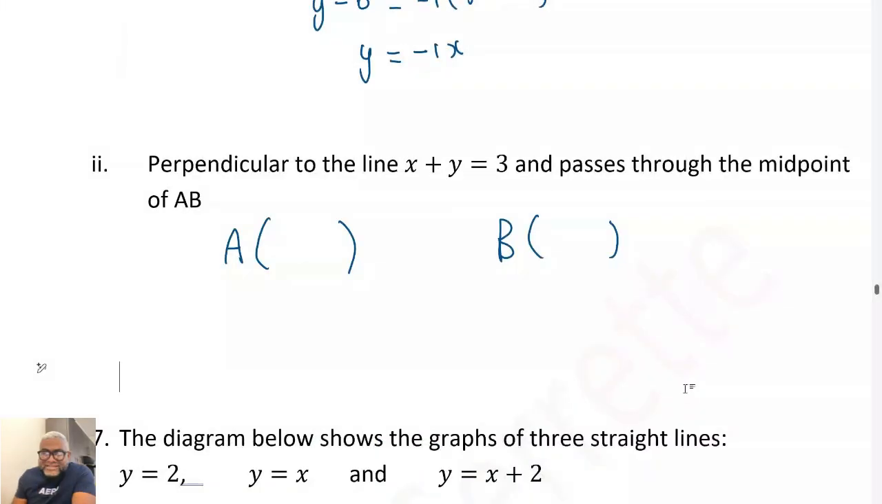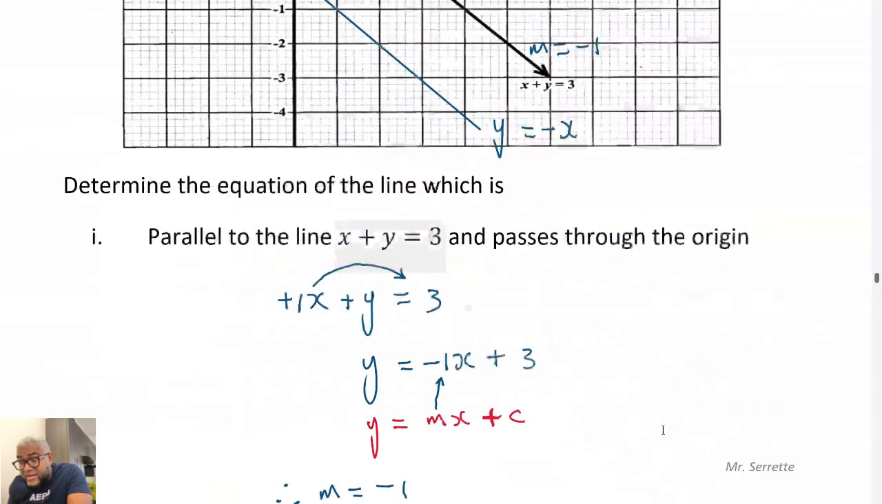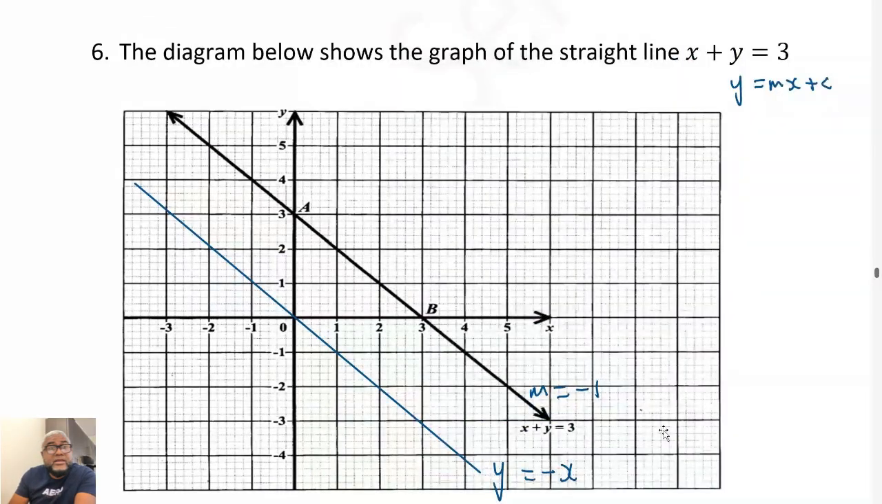0, 3, right? By the way, for those who don't know where that comes from, let me scroll back up. This is A. A is this coordinate here, right? It is 0 on the x-axis because it lines up with 0 on the x, and it is actually on 3 on the y-axis. So this coordinate here would be 0, 3.